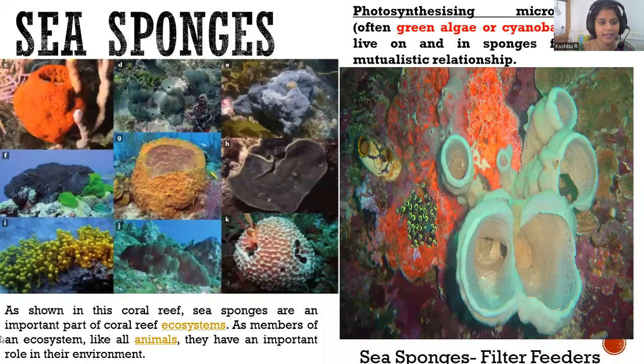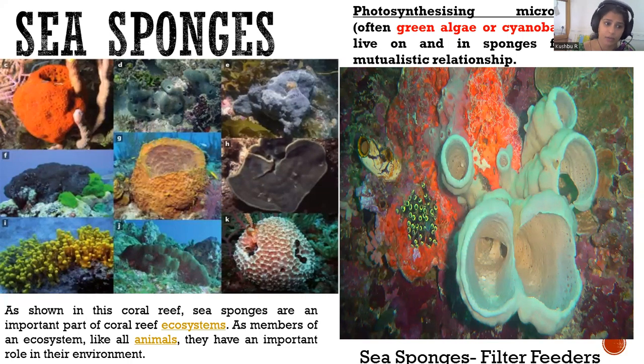Welcome back. In today's class, we are going to learn about sea sponges: how these sea sponges are in a symbiotic relationship with lower organisms, how they benefit other organisms, and how they get mutually benefited. These sea sponges are the colorful part of the marine ecosystem, which is seen in the ocean beds.